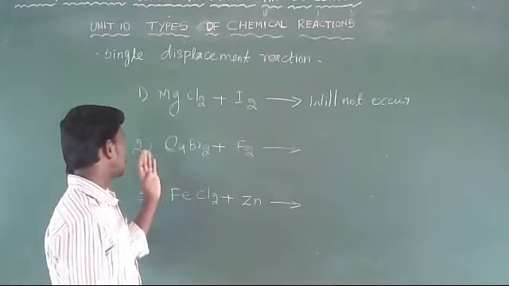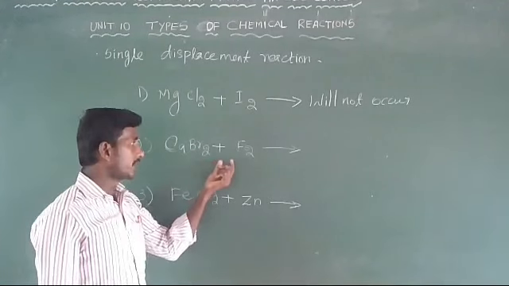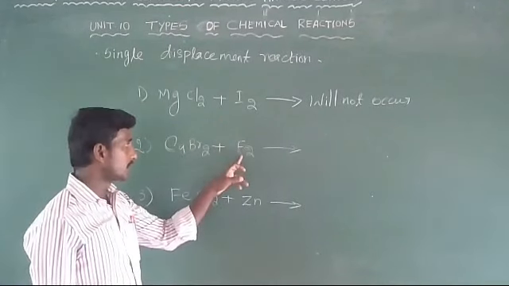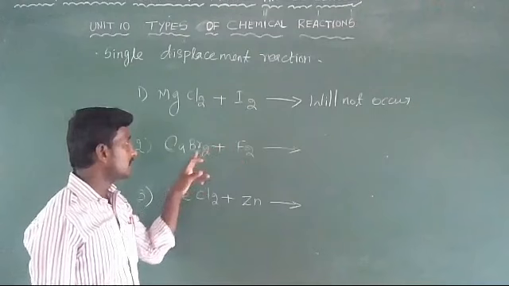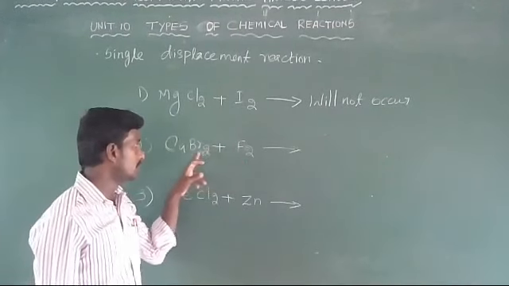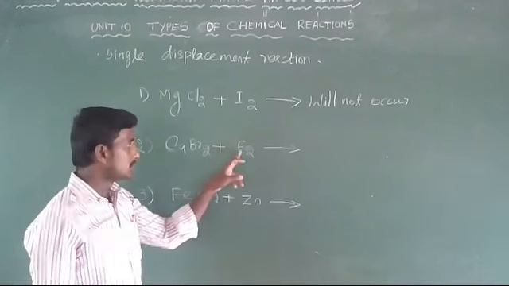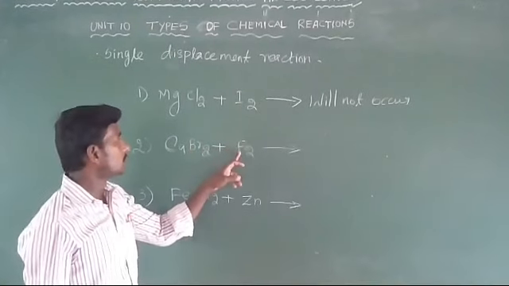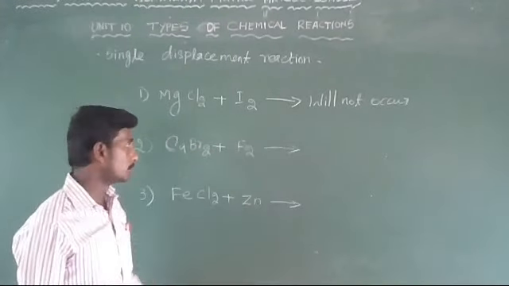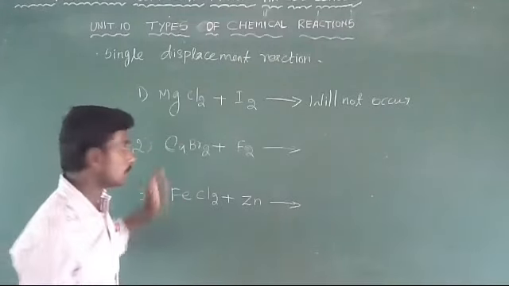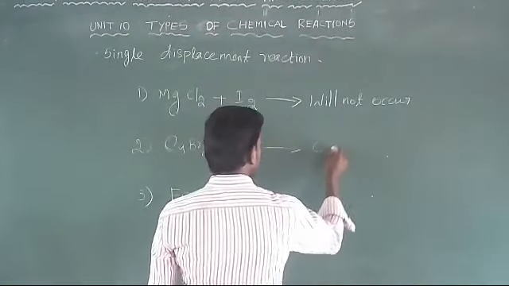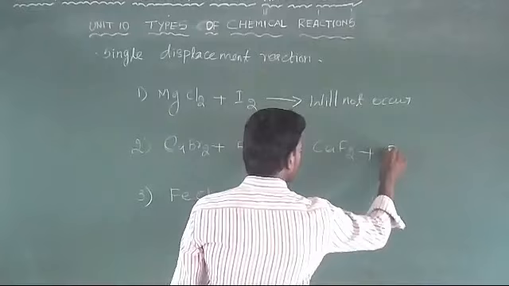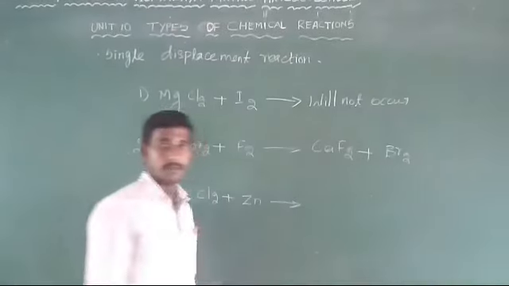In the second equation, calcium bromide reacts with fluorine. Here, the fluorine is present above bromine. That means fluorine is more reactive than bromine. So the fluorine displaces bromine from calcium bromide, and the reaction will occur to form CaF2, calcium fluoride, plus bromine.